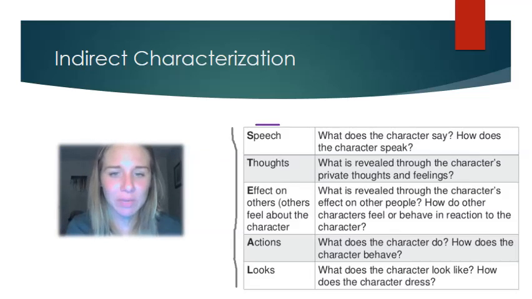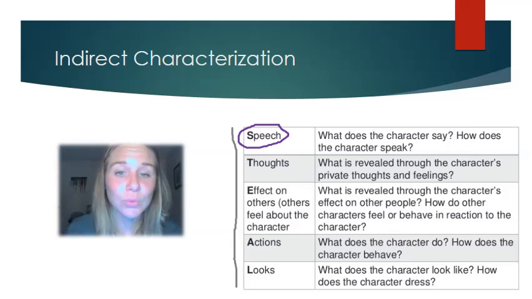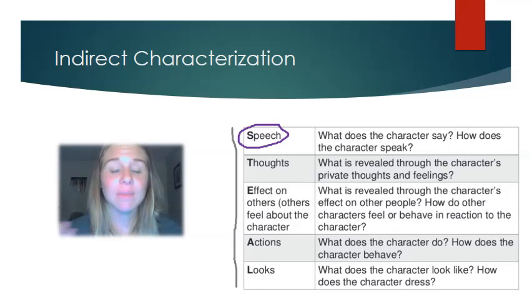First, for speech. The way that our character talks or the things that he or she says can give us additional insight into who they are as a person. Maybe they stutter. Do they suffer from social anxiety? Are they nervous? Are they encouraging of others when they talk? That could mean that they are more of a leader.